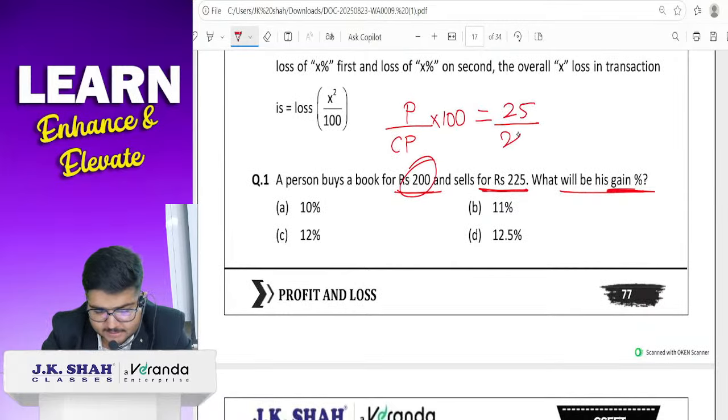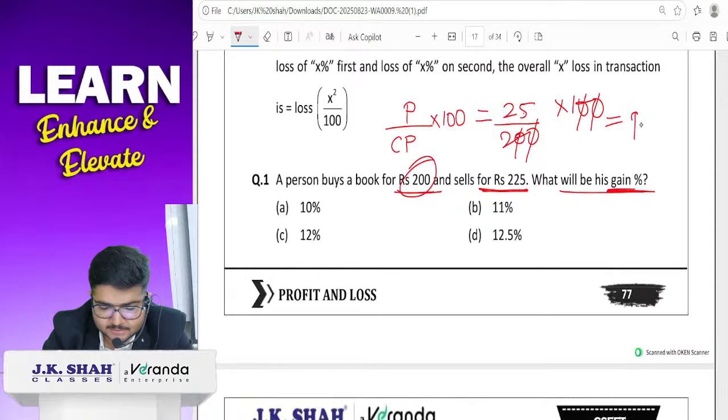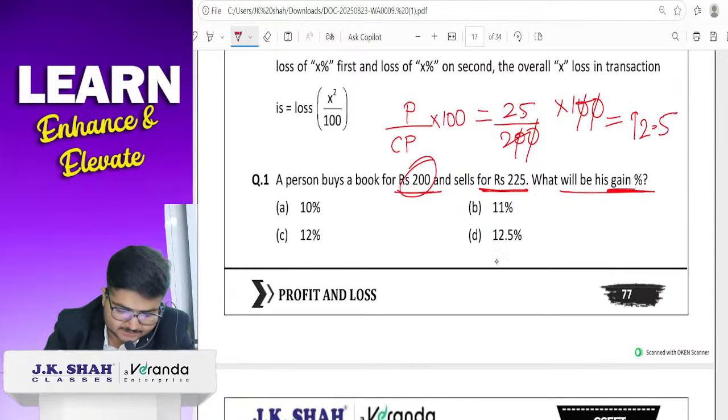CP is 200, so 25 upon 200 into 100. The zeros get cancelled. 25 divided by 2 is 12.5. Answer is D.